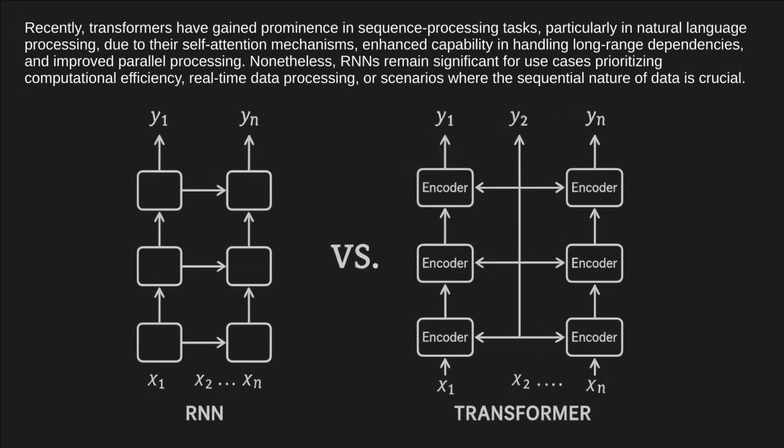Recently, transformers have gained prominence in sequence processing tasks, particularly in natural language processing, due to their self-attention mechanisms, enhanced capability in handling long-range dependencies, and improved parallel processing. Nonetheless, RNNs remain significant for use cases prioritizing computational efficiency, real-time data processing, or scenarios where the sequential nature of data is crucial.